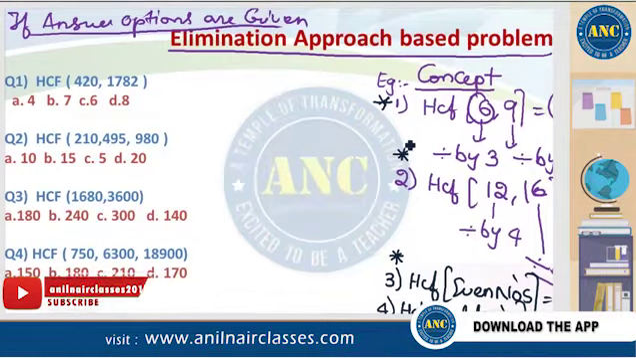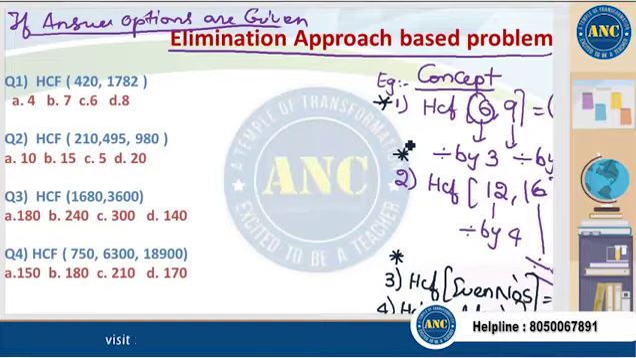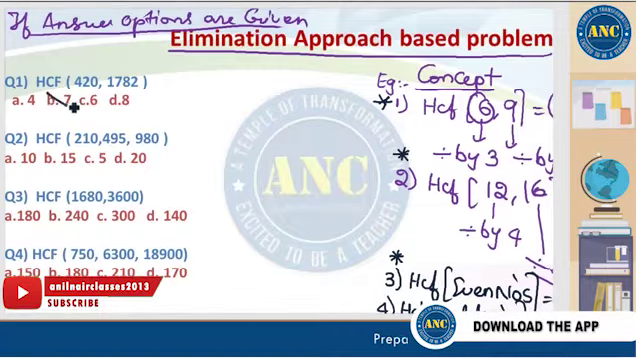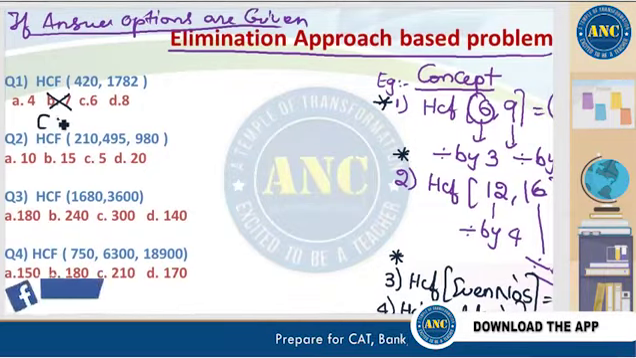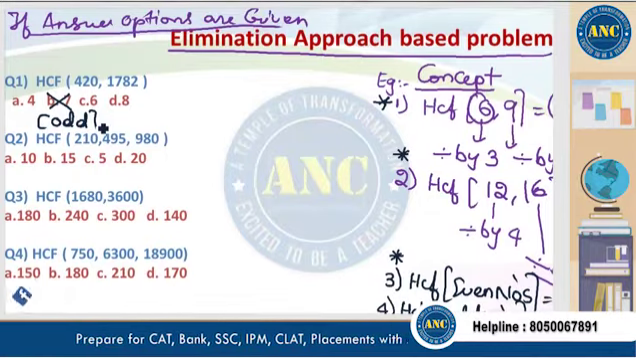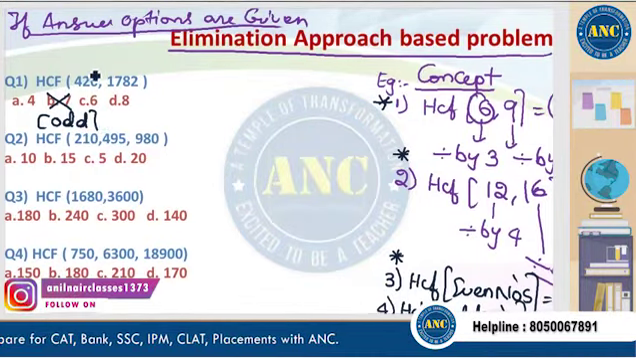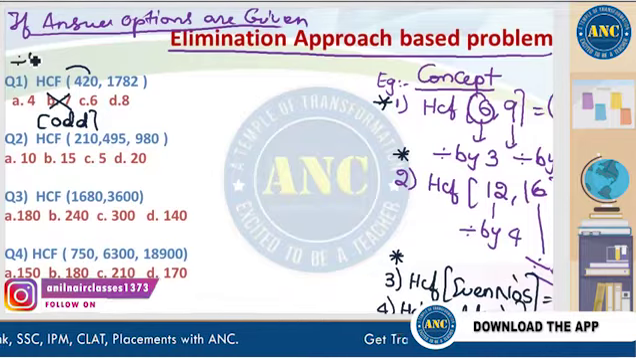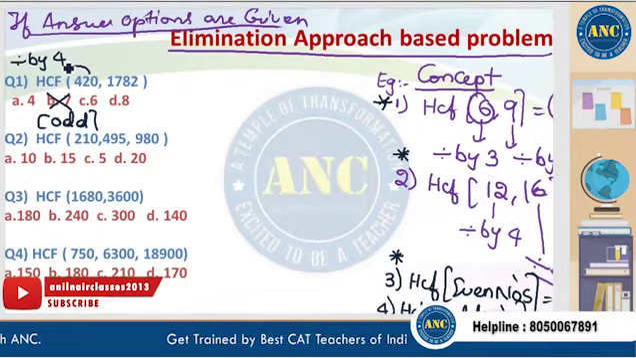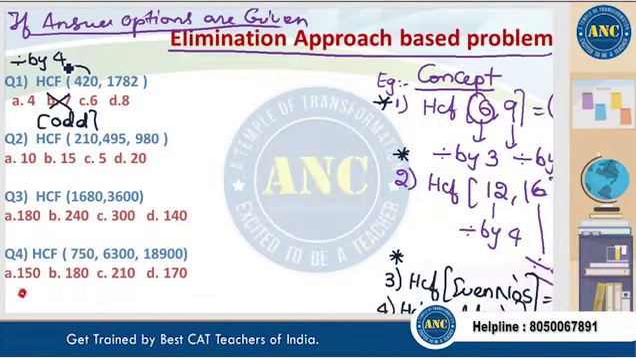Now see how I am solving the first question. HCF of 420, 1782. These are the options. Option B is eliminated because 7 is an odd number, and the HCF of two even numbers will always be an even number. So 7 is out. Now see 420: the last two digits are 20, which is divisible by 4, so 420 is divisible by 4.